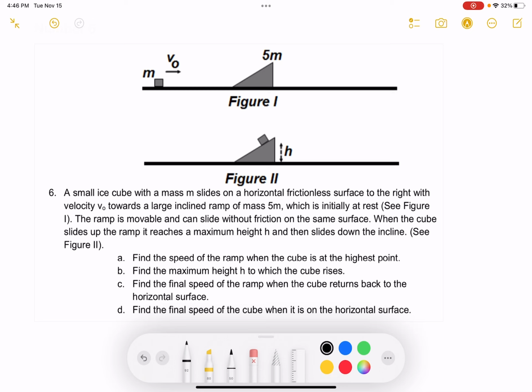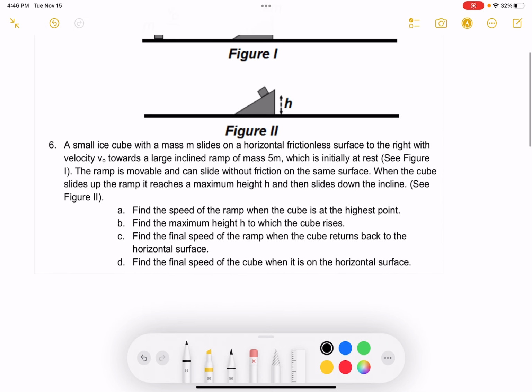So a small ice cube with a mass m slides on a horizontal frictionless surface to the right with velocity v0 towards a large inclined ramp of mass 5m, which is initially at rest. The ramp is movable and can slide without friction on the same surface. When the cube slides up the ramp, it reaches a maximum height h and then slides down the incline. Okay? Find the speed of the ramp when the cube is at the highest point.